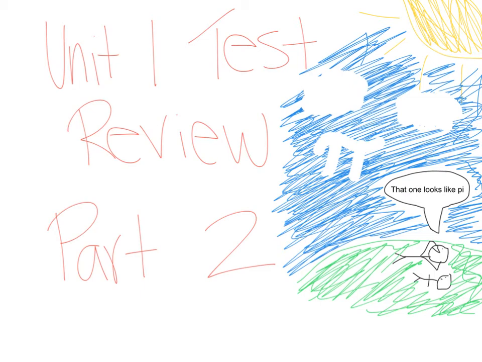Okay, so this is a Unit 1 test review, Part 2. So, for the first problem, is the equation 5x plus 3 minus 2x equal to 7x plus 3 sometimes, never, or always true? So what we're going to do is start by solving this.